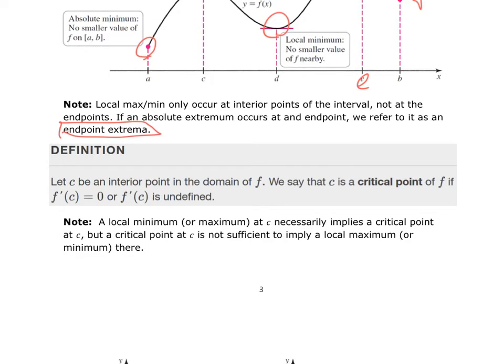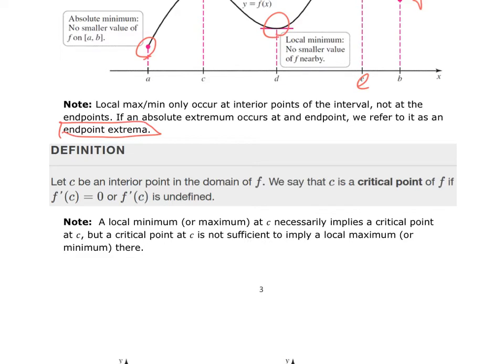Our critical points are the places in which the derivative equals 0. And our critical points can only happen on interior points. So when we talk about critical points, when we're doing the derivative and setting it equal to 0, we're only doing it on the interior points. We're not looking at the endpoints.